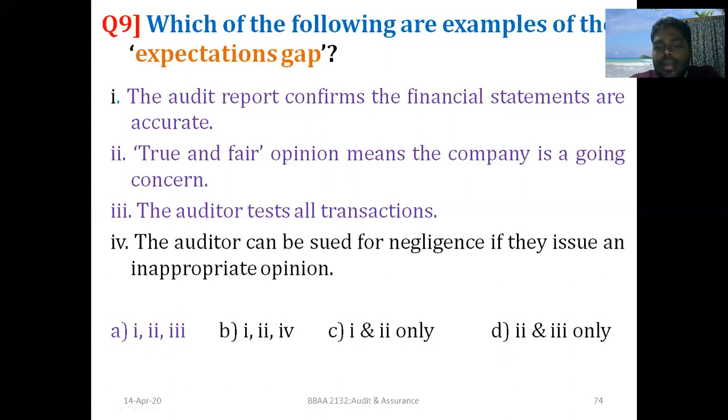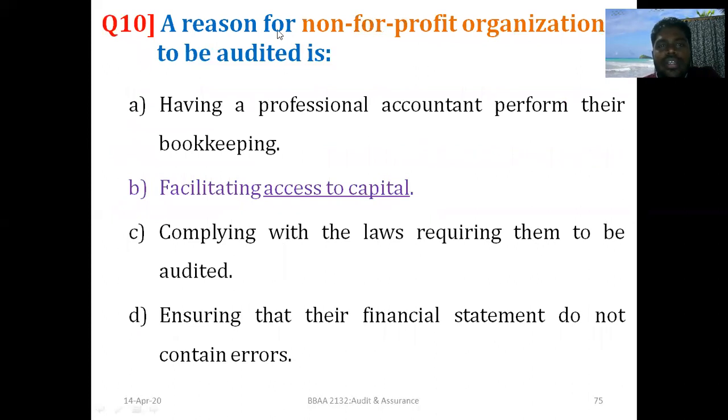Okay, then question number 10. A reason for non-for-profit organizations to be audited is, as a key term, non-for-profit organizations. We already discussed that as per the Companies Act, No. 7 of 2007, audit is compulsory for public and private companies. But why do these organizations also want an audit? In order to get a loan from the bank. So the answer is facilitating access to capital. If they have the audit report, they can easily get a loan from the bank. So you can directly underline facilitating access to capital.